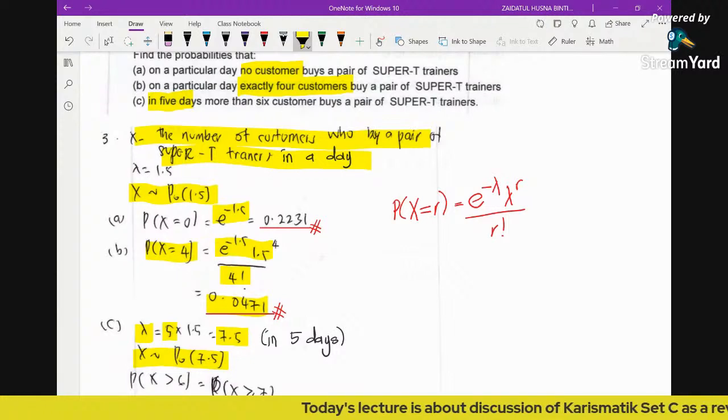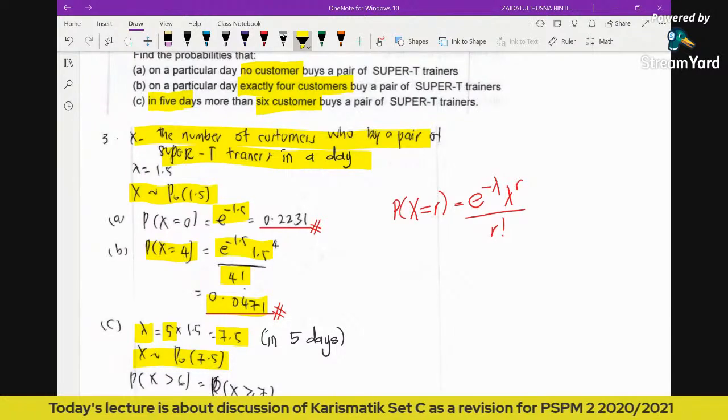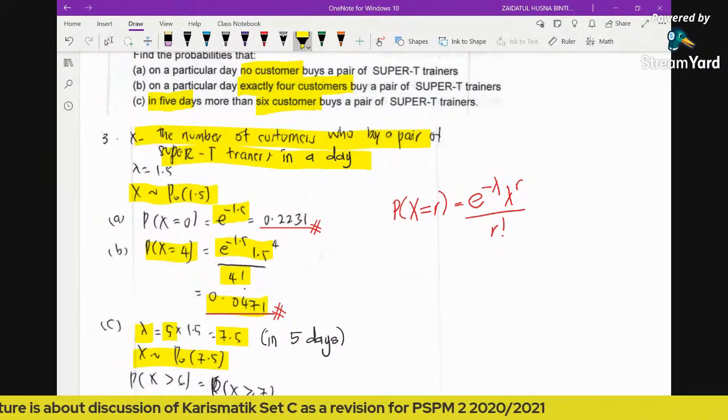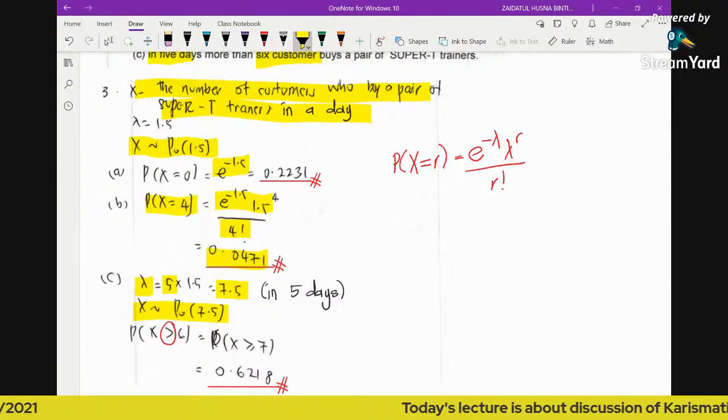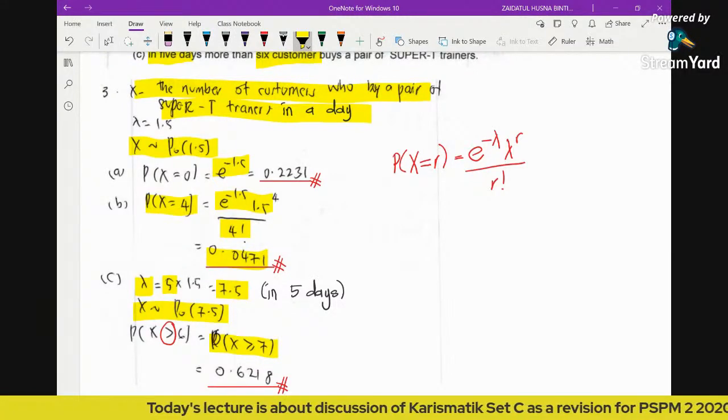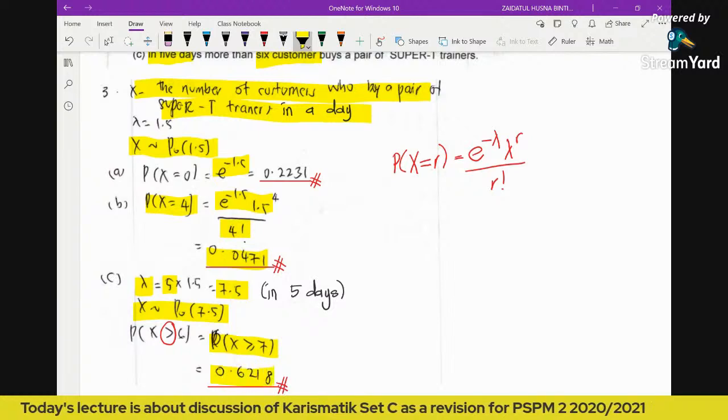and the question says more than 6. Because this is discrete, the equal sign really matters. If you're talking about greater than 6, where 6 is not included because there's no equal sign here, then we know that it has to begin from 7. So you just read your Poisson table, find 7 when the lambda is 7.5, and this would be the answer.